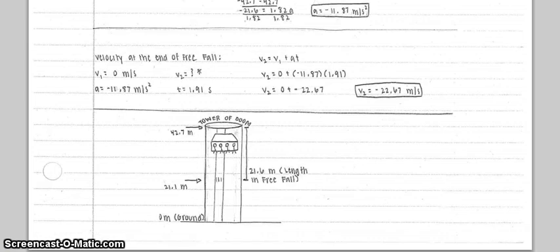Finally, I am looking for the velocity at the end of the free fall, and this time I'm using a different equation, which is v2 equals v1 plus at. v1 is 0 meters per second because that is the velocity when the ride is waiting at the top. v2 is what I'm solving for. a is negative 11.87 meters per second squared because that is the free fall acceleration that I just solved for. And the time is 1.91 seconds because that is how long the ride is in free fall. After plugging in what I know into the equation, I find that the velocity at the end of the free fall is negative 22.67 meters per second.